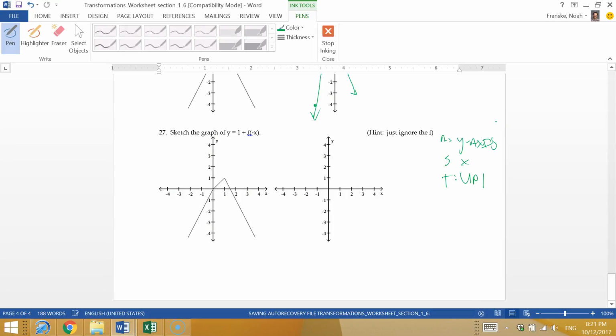All right, so let's see here. So up 1, and we're flipped over the y-axis. So that thing's going to flip to the left. So we're going to go left 1, up 1. And then we're going to go left another half and down to 1 again. Something like that. And then from here, we've got to go right 1 and down 2. There we go. Same graph, just moved up 1 and shifted over the y-axis.